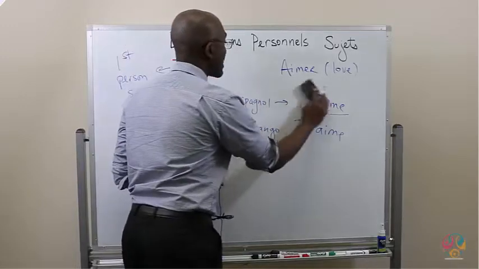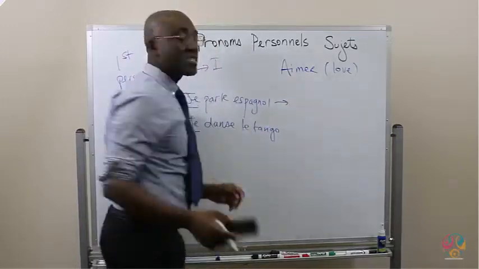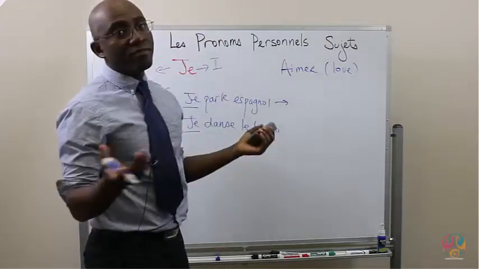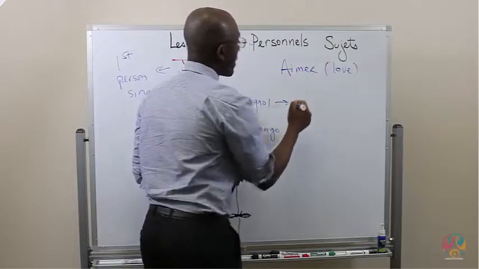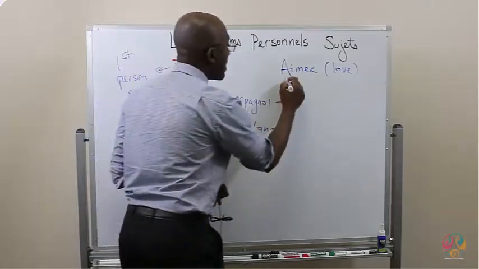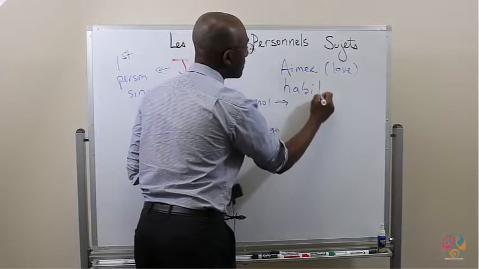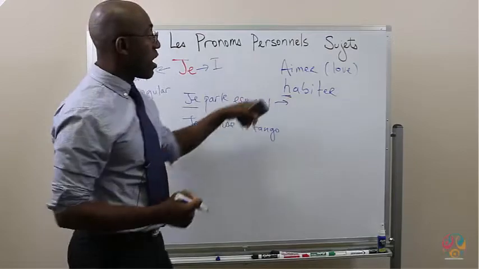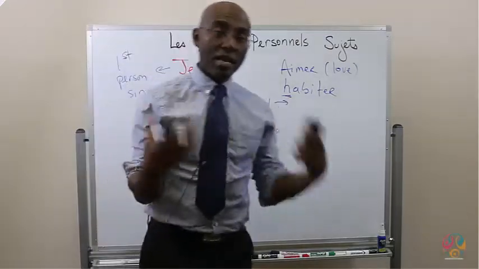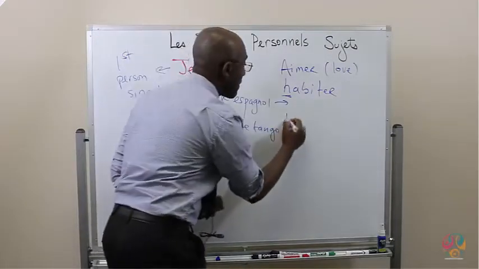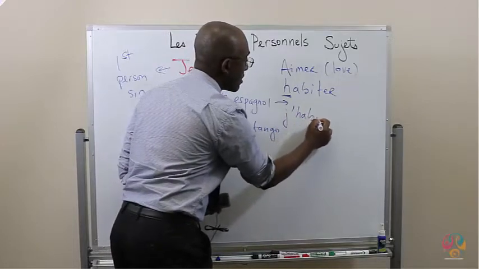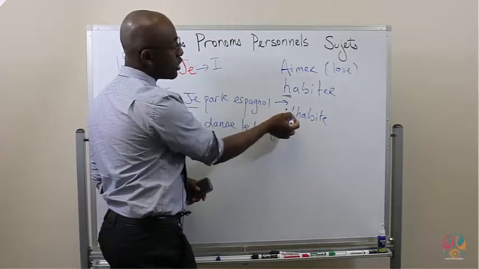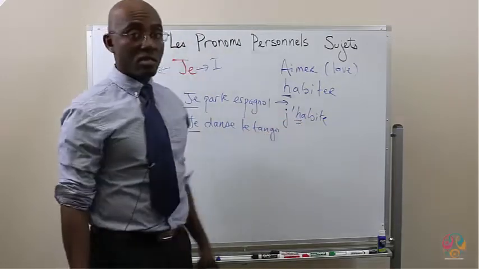You will also use that J apostrophe when the verb starts with a silent H. For example, the verb to live, like I live in Paris. Habiter. The verb is habiter. Habiter begins with a silent H. And so, if you wish to say, I live in Paris, you will say, j'habite à Paris. J'habite. Again, you will need to change the je into a J apostrophe because of this silent H.